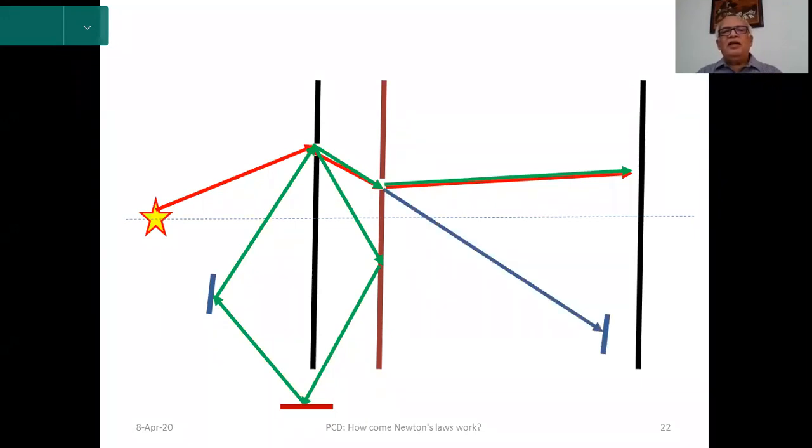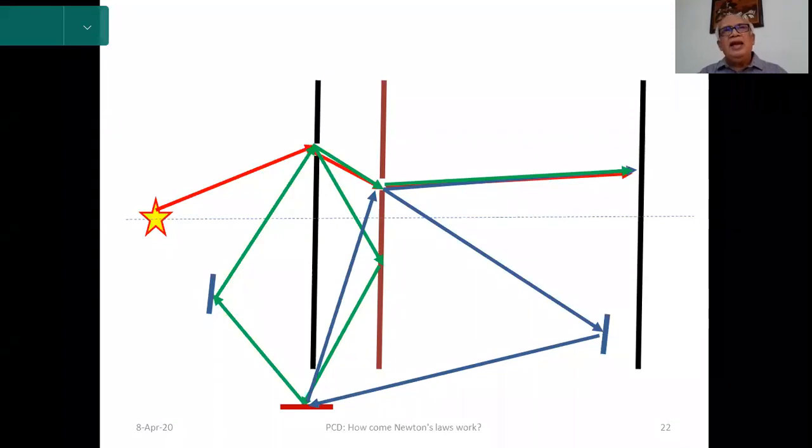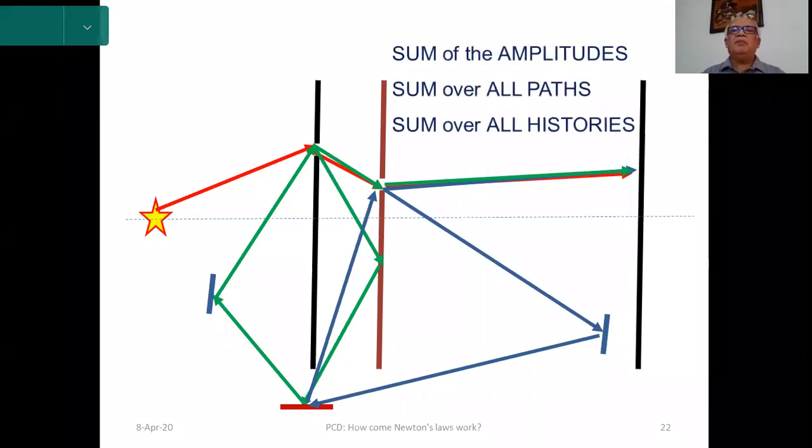What if it takes a path like this? Yes, any path that is imaginable is to be considered. And many of these will end up in different phases, and they might cancel each other, but they may not. And it is for you to sum over all possible. This is also sometimes called the sum over all histories, because how the particle came, did it follow the path red or the blue or the green, is irrelevant. All the histories must be summed over.